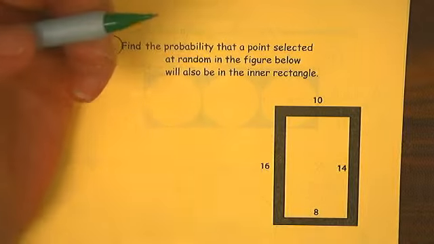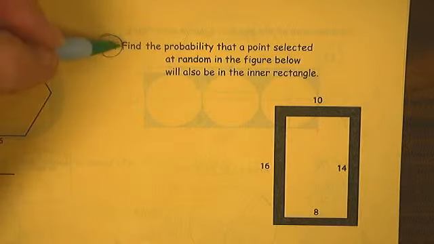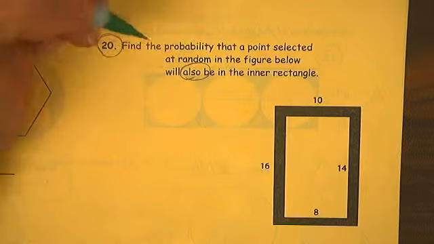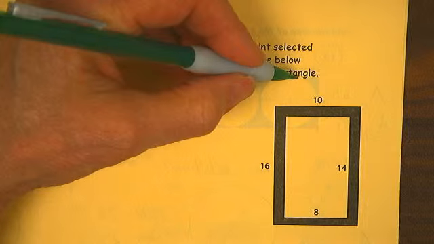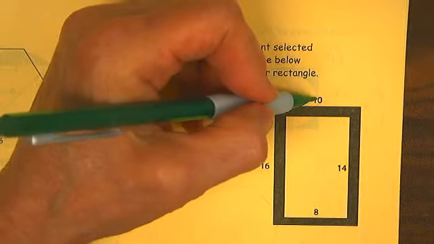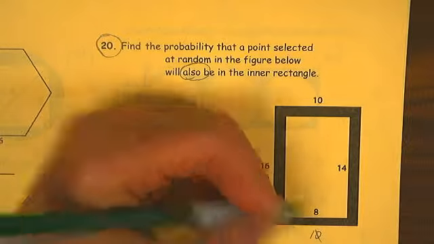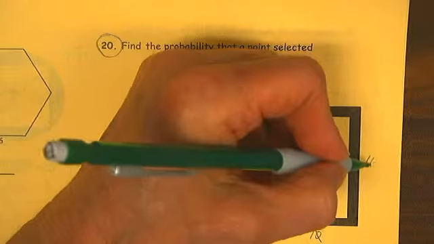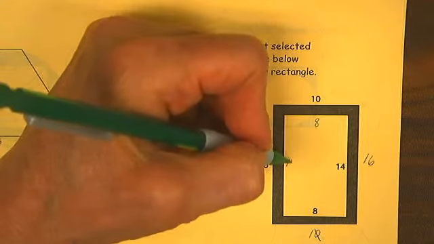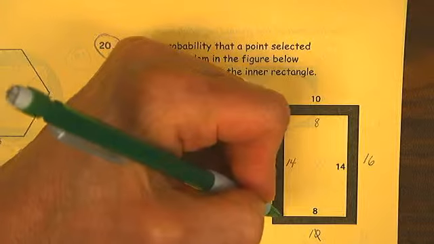Okay, first we read the problem. Find the probability that a random point will be in the inner rectangle. Label everything you can think of. This is 10, so this has to be 10. This is 16, so this has to be 16. This is 8, so this has to be 8. This is 14, so that has to be 14.